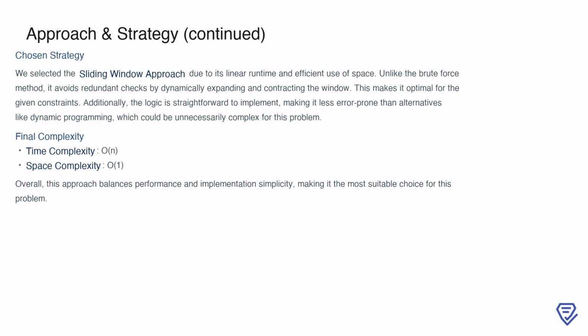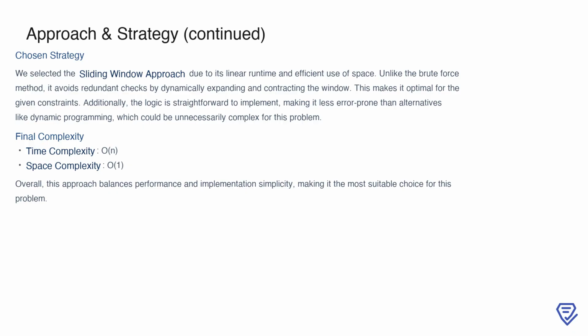After evaluating the options, we chose the sliding window approach for its balance of simplicity and efficiency. Unlike the brute force method, which redundantly generates and checks subarrays, the sliding window dynamically adjusts to include only valid turbulent sections. This makes it optimal for the problem's constraints, as its linear time complexity of O(n) ensures it scales well with larger input sizes.